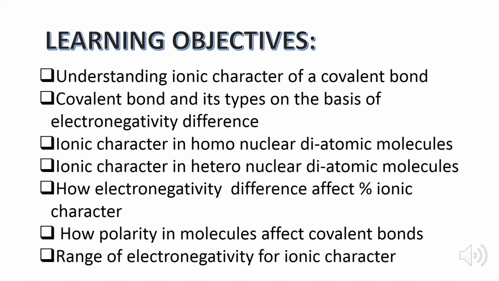So the learning objectives of this video are understanding ionic character of a covalent bond and its types on the basis of the electronegativity difference to understand our ionic character more clearly in case of the covalent bonds. We will also discuss the ionic character in our homonuclear diatomic molecules and also in our heteronuclear diatomic molecules.